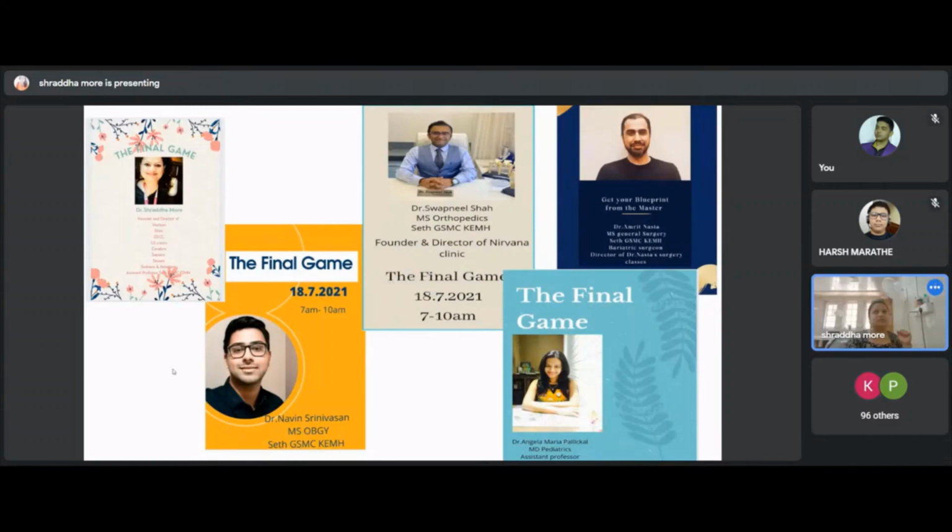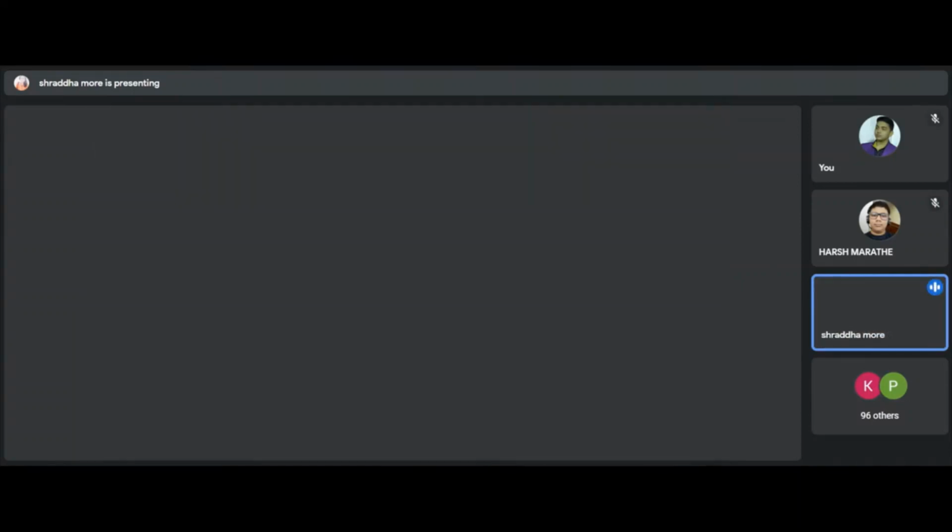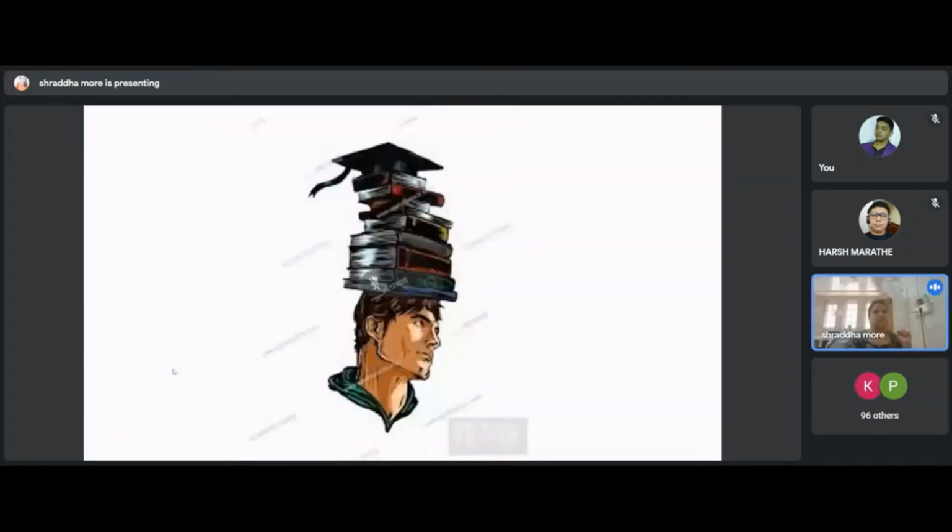So I will just say that mastering any skill you can do by practice. You will start loving it. But you have to take action. So this is how we imagine a final year student or a medical student, correct? But we should not worry or get bothered with this, because this is something we are going to achieve with hard work, with consistency, with determination. And that's it from me. Thank you so much. I hope that I have stuck to my time.